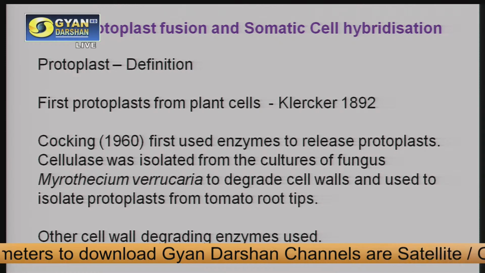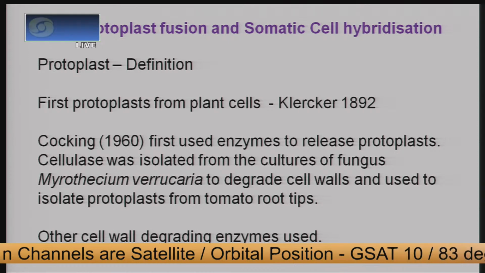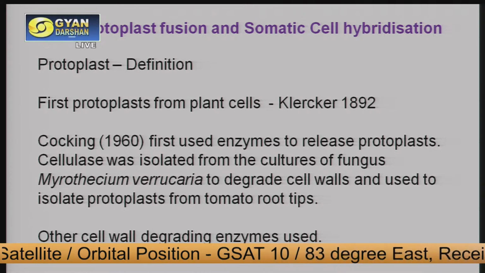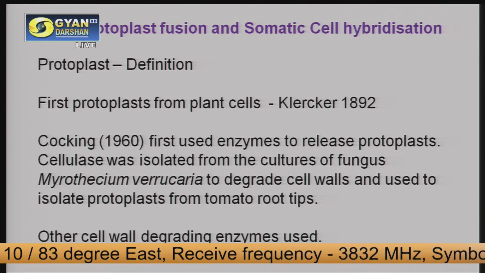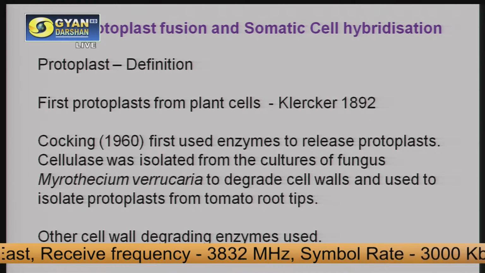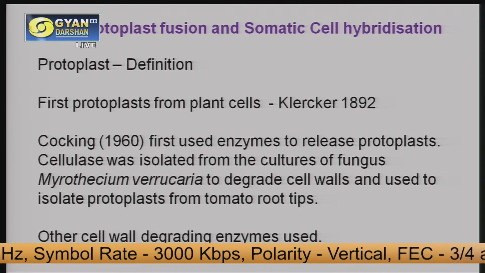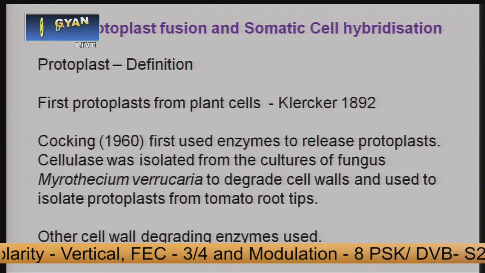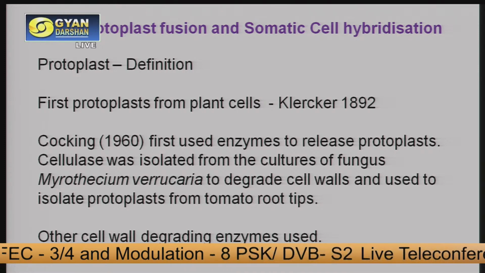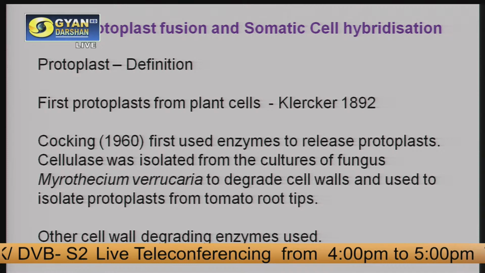You can remove the cell wall either mechanically, which we call the mechanical method, or through some enzymatic treatment, that is, you treat the cell with certain enzymes which will degrade the cell wall. This process was first developed by Cocking in 1960, and he used certain enzymes to degrade the cell wall and release the protoplasts. So cellulase was isolated from the culture of the fungus Myrothecium verrucaria to degrade the cell wall, and later on other cell wall degrading enzymes have been used.